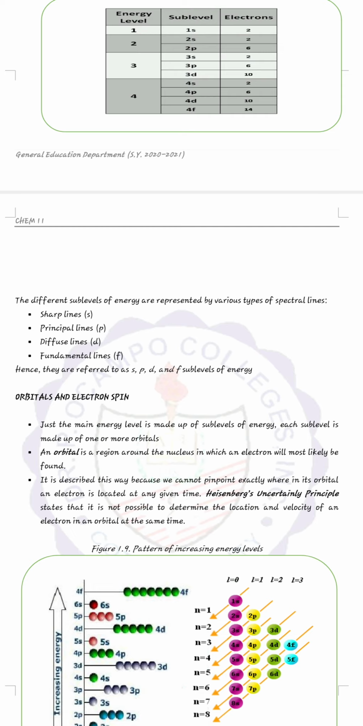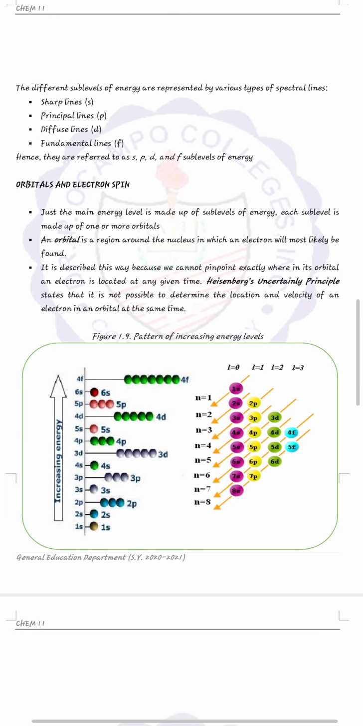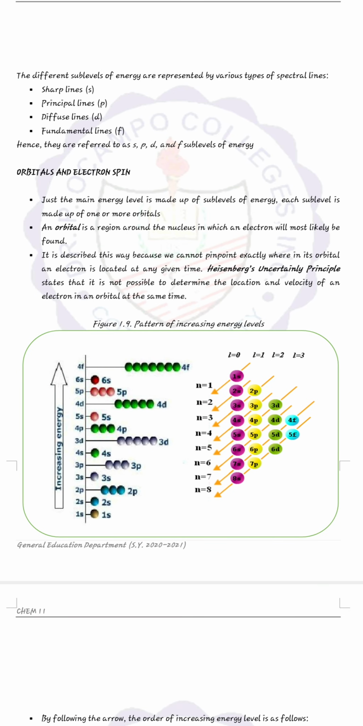Okay, let's focus now on how we can get the electronic configuration of a certain element. Papaano? It is very easy. Why? Because we have a pattern on how we can get the electronic configuration of each element. By looking at this illustration, you can definitely know the pattern on how you can start to get the electronic configuration of a certain element.